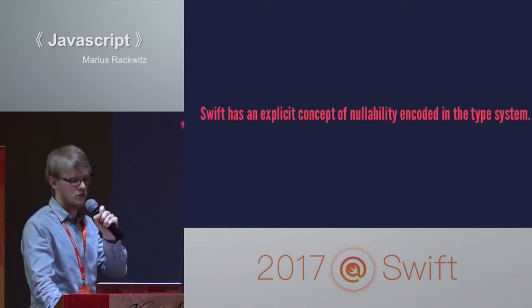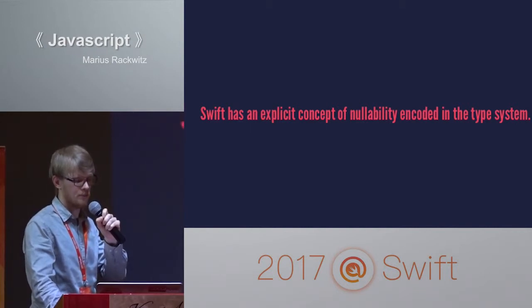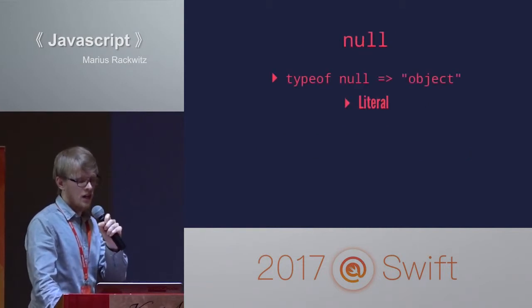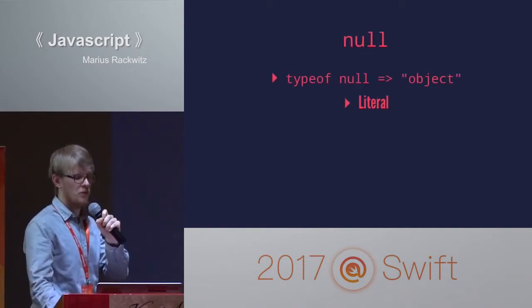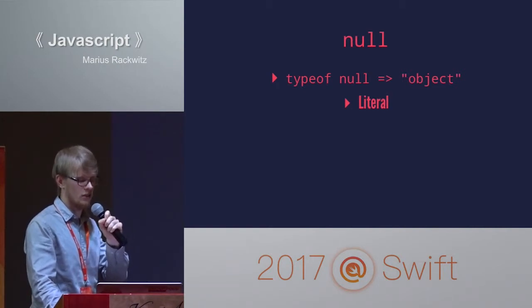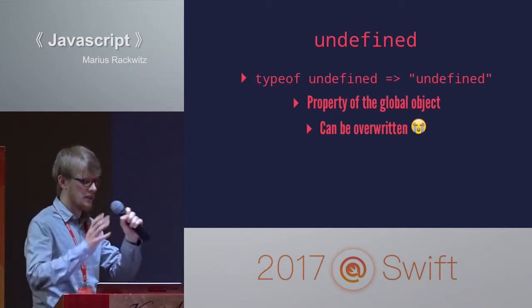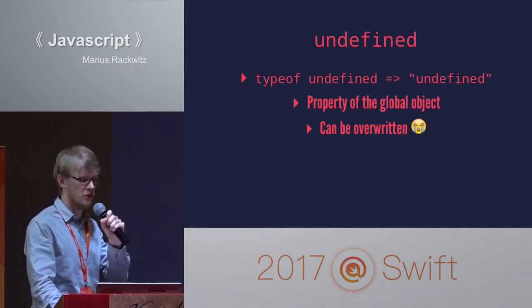Swift has an explicit concept of nullability encoded in a type system. JavaScript hasn't. In addition to null, everything can be undefined. What are those two, and how do they differ? Null is from its type object and is available to the interpreter, which means you can't change anything about it, and undefined in comparison is from the type undefined itself, and so rather the lonely kitten, pretty outstanding. It is a property of the global object, which makes it overwritable.